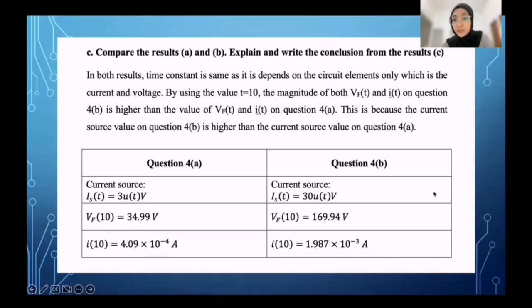So for the last question, question C, is to compare the results between A and B. In both results, the time constant is the same because it only depends on the circuit element. By substituting the value of t equal to 10, we get that the magnitude of both voltage and current in question 4B is higher than the value of the current and voltage in question 4A, and this is because the value of the current source in question 4B is higher than in question 4A.